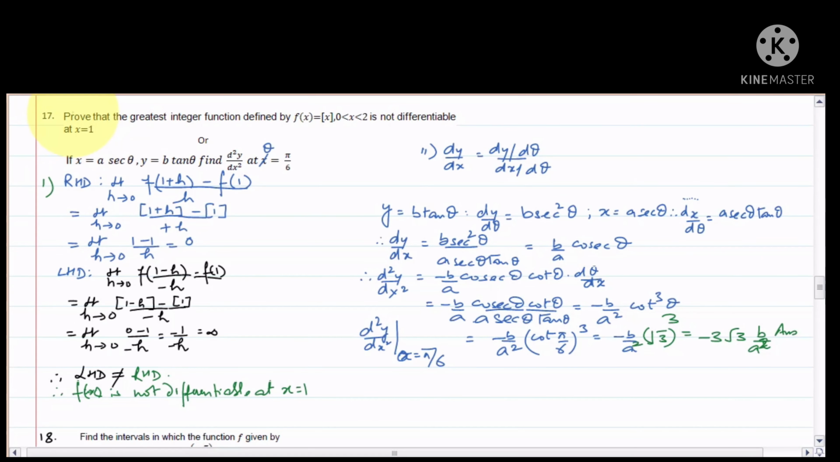Question number 17 says prove that the greatest integer function defined by f(x) is equal to box x, where box x is the greatest integer function, 0 is less than x is less than 2, is not differentiable at x is equal to 1. This we need to show. So in the first case, we'll check for the right hand derivative and the left hand derivative. If they are equal, that means it is differentiable at x is equal to 1, else not.